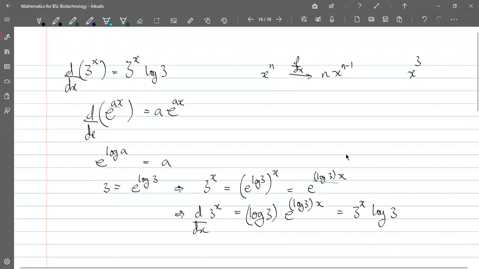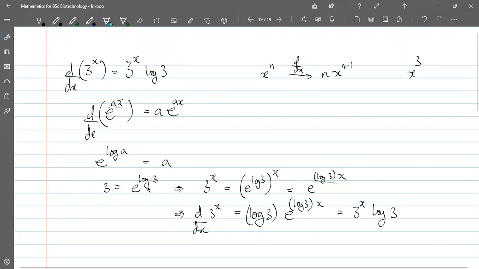Is e to the power of log a equal to a a function? No, that's not a function as such unless you consider a variable. Here we are considering a to be a constant. So e to the power of log a equal to a is just a property of log and exponential because they are inverse of each other. So we are just making an observation.